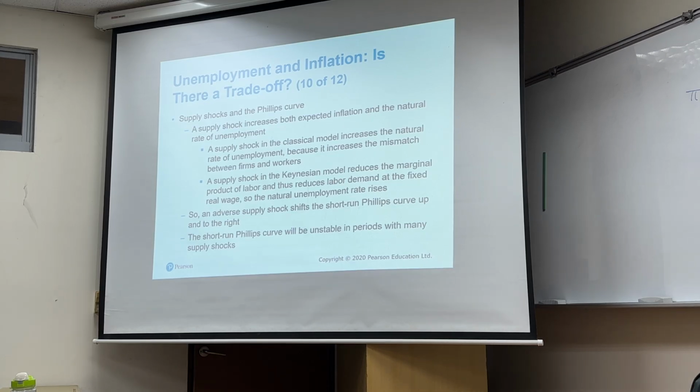And sometimes, the bottom line there, he said the short run Phillips curve will be unstable in periods with many supply shocks. So basically, if you have supply shocks, of course it will affect aggregate demand and aggregate supply, and then you will also affect the Phillips curve. And so the relationship will not be stable.